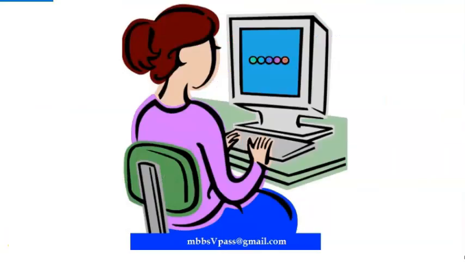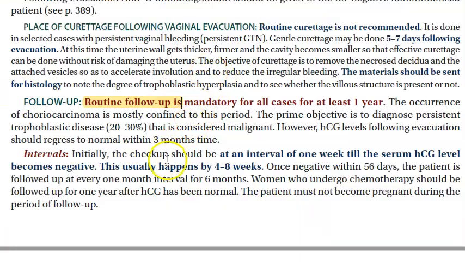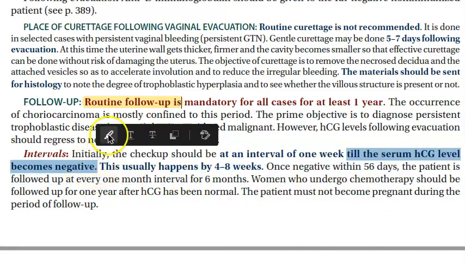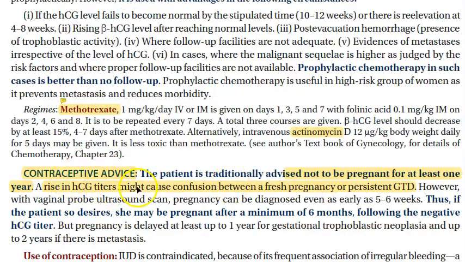Remember, in these people, guys, routine follow-up is very important. You have to tell them not to get pregnant, because if they get pregnant, it is very difficult to know whether the HCG levels are because of the new pregnancy or because of the persistence of this trophoblastic disease. So, till the serum HCG level becomes negative, this is very important. Here they are telling contraceptive advice. The patient is advised not to get pregnant at least for a year, okay? Because it can cause confusion, whether it is because of the fresh pregnancy or a persistent GTD.